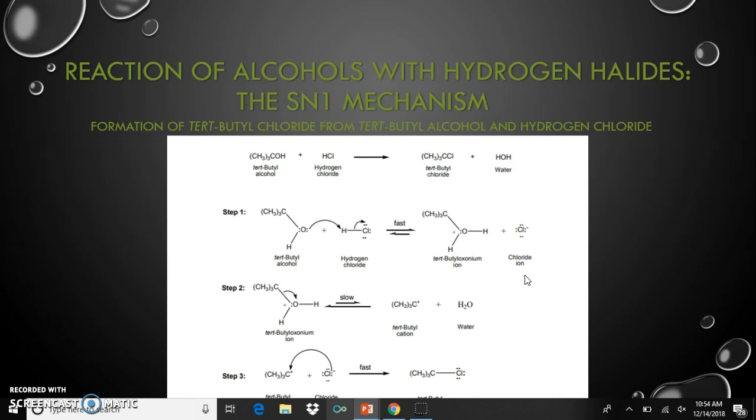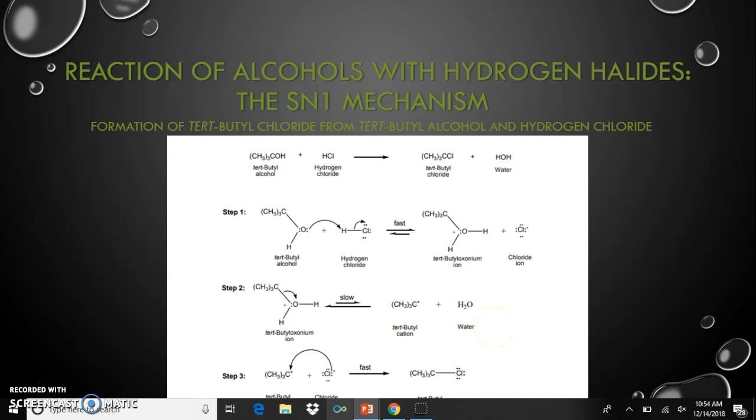Step 2 shows the dissociation of tert-butyl oxonium ion to give a carbocation. The transition state for formation of tert-butyl cation from the oxonium ion is the point of highest energy, which makes this the slowest step. It is called the rate-determining step, and the overall reaction cannot proceed any faster than the rate of this step.